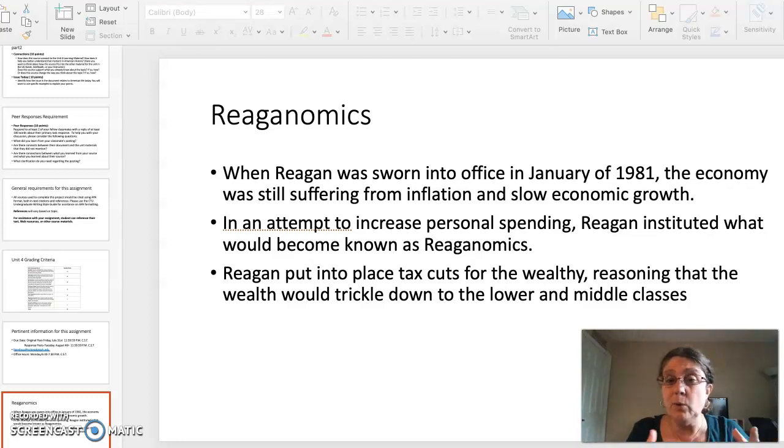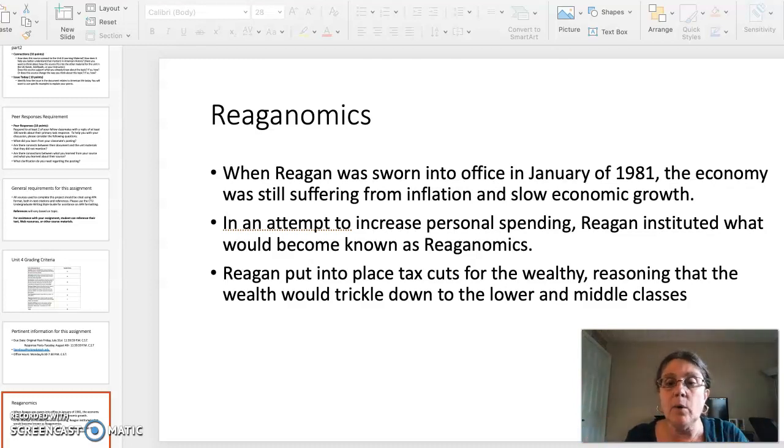Reagan, when he was sworn into office in January 1981, wanted basically to free this economy from the slow economic growth and inflation it had been suffering through the presidencies of Gerald Ford and Jimmy Carter. He wanted to provide every American with extra spending money in their pockets. So he put an economic program together that was dubbed Reaganomics by the press.